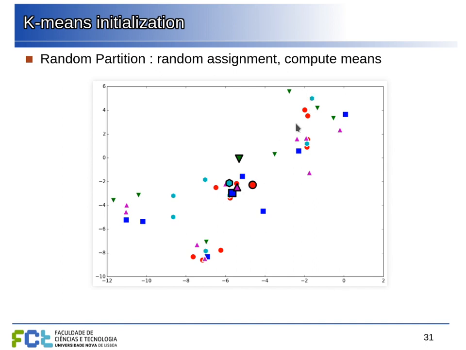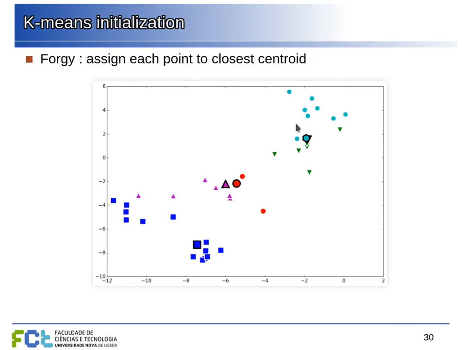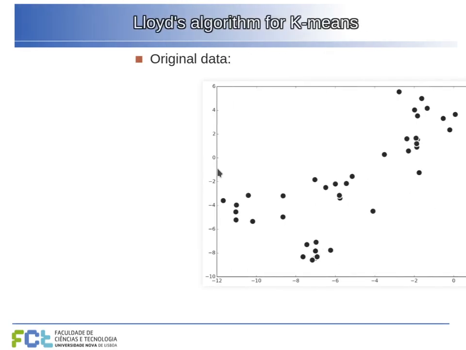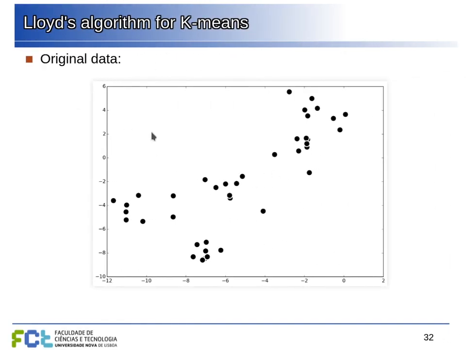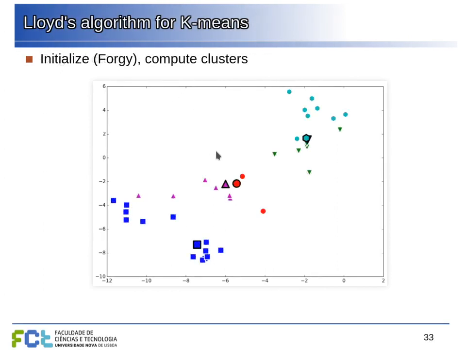In either case, whether we use random partition or Forgy, we start with some random distribution for the centroids and all the points assigned to some particular centroid. So that now we can continue these iterations by moving the centroids, recomputing the assignment, and so on. So let's see an example here. We start with the original data, and now we're going to iterate through Lloyd's algorithm. We will begin with a random set of points selected as the initial positions for the centroids, for the clusters.